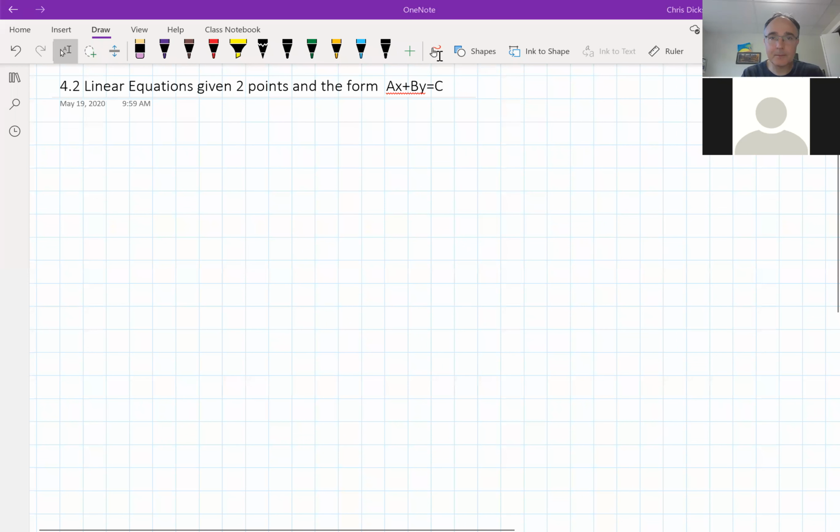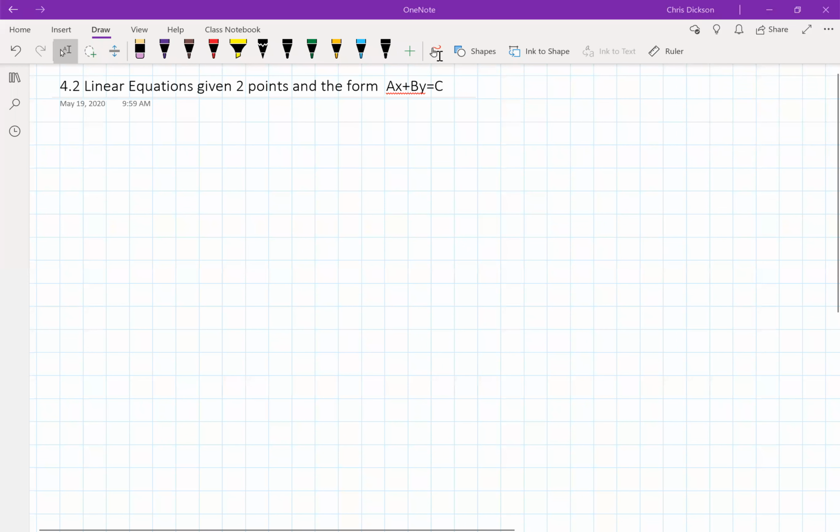Okay, there we go. So the topic for today is drawing linear equations given 2 points and from the equation Ax plus By equals C. So I'm going to just make sure there's no one in the waiting room. So everyone's on. Close that one down.